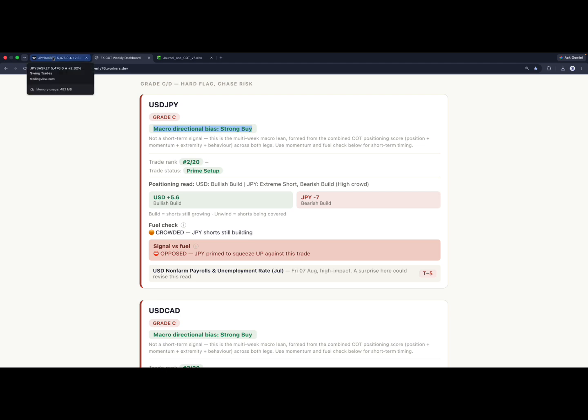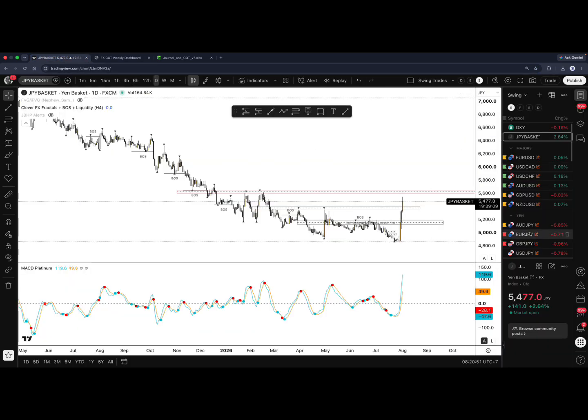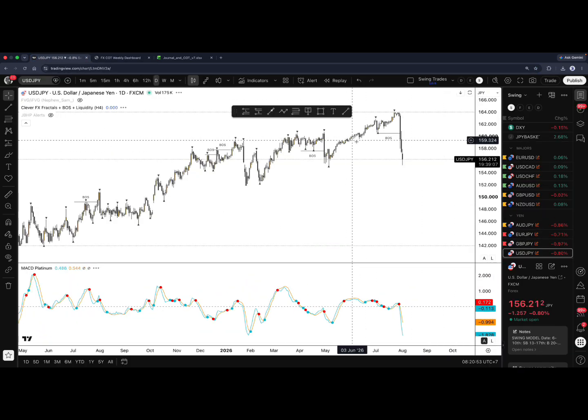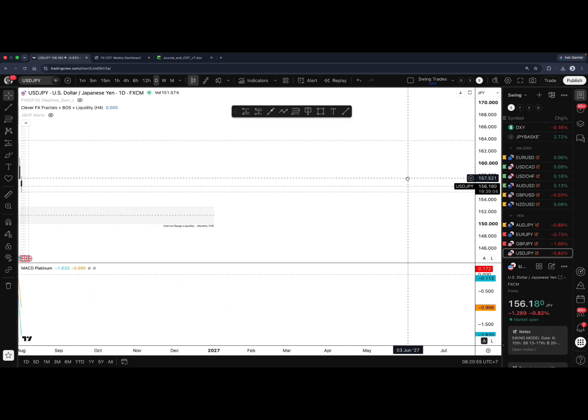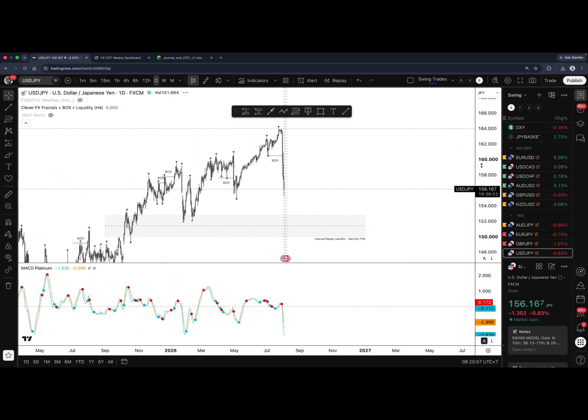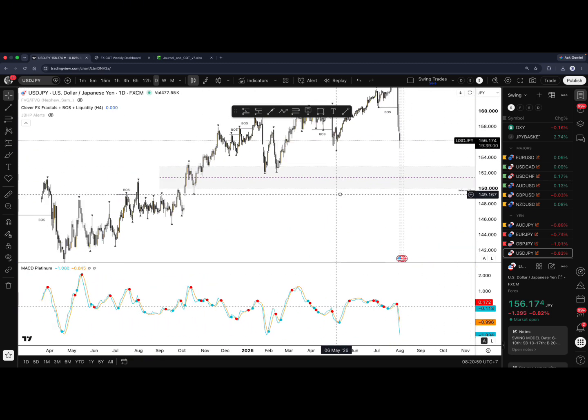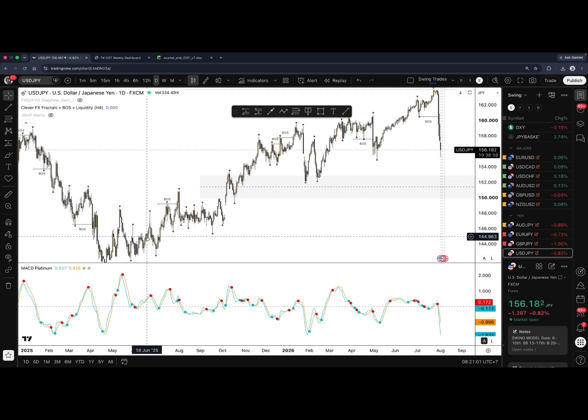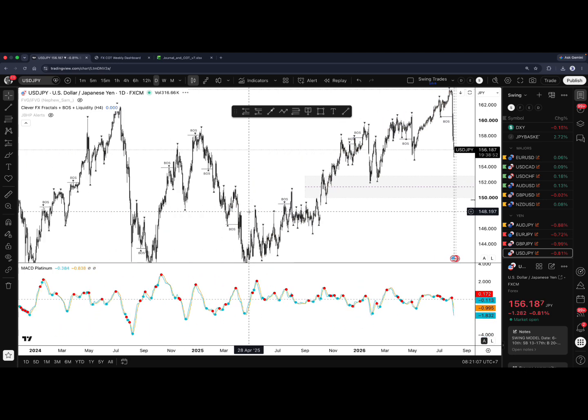And if we have a look at this, what this means is that, yes, you could still be in a strong buy, but at some point it's going to reverse against you. And if I look at US dollar Japan on the daily chart, if we just go back here, this has been in a very, very long-term bullish trend since it broke these highs here back in July 2025.